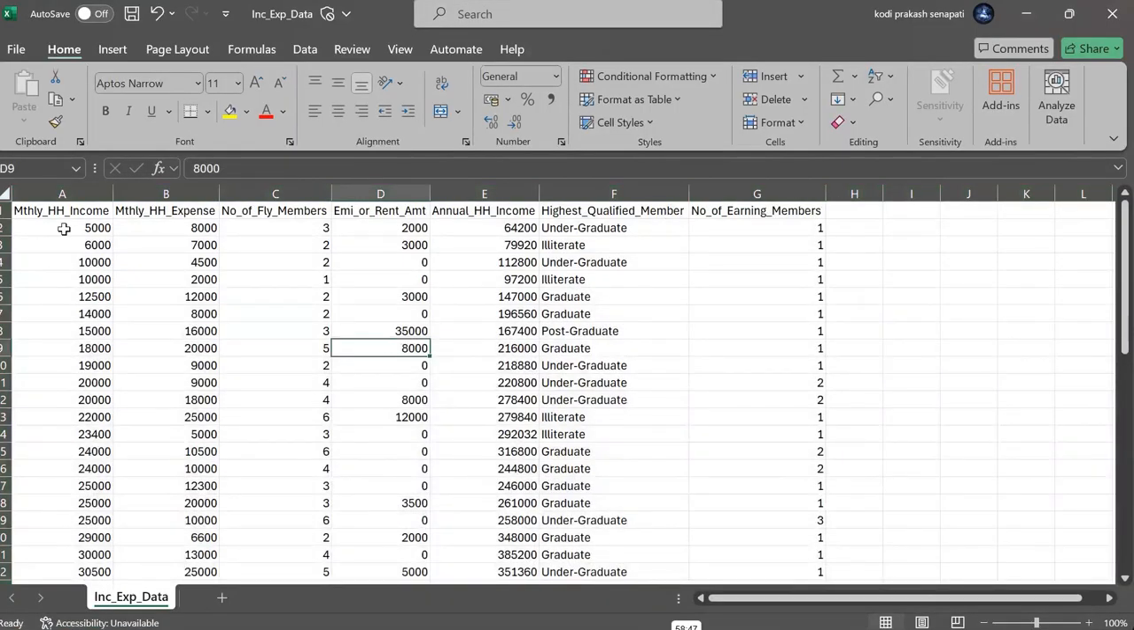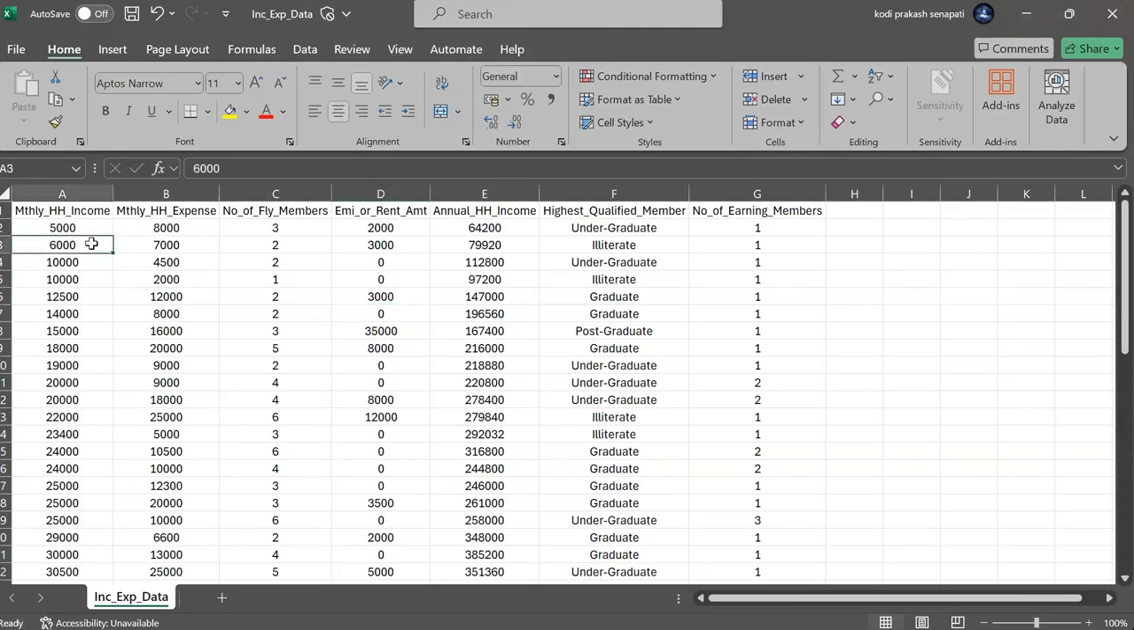Income and expenses, every house has income and expenses, guys. So let's assume there are 50 houses' earnings. The first house's monthly income is 5,000 and expenses are 8,000. Nowadays, expenses are more than incomes, isn't it? How many family members are staying? Three. What is the EMI of the family? 2,000. And what is the annual household income? 64. Then you have to ask a question, because monthly 5,000 times 12 should be 60.